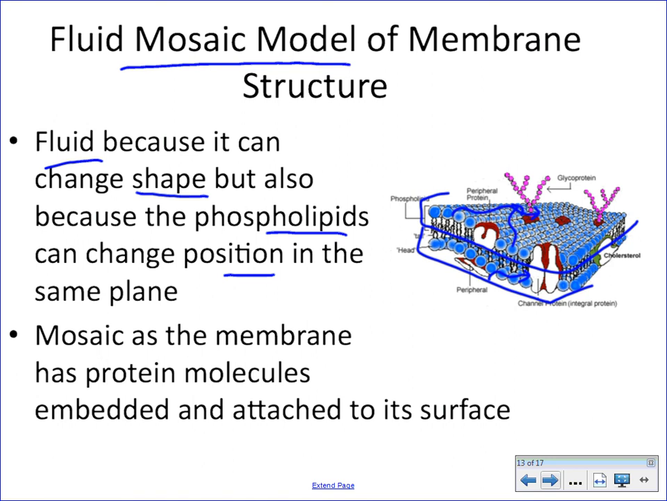And then it's referred to as mosaic as the membrane has protein molecules embedded and attached to its surface. And when a cell membrane is viewed through an electron microscope, where we get images or micrographs of cell membranes through electron microscopy, these protein molecules create these regular, almost repeating patterns throughout the membrane, creating this mosaic-like feature to it.